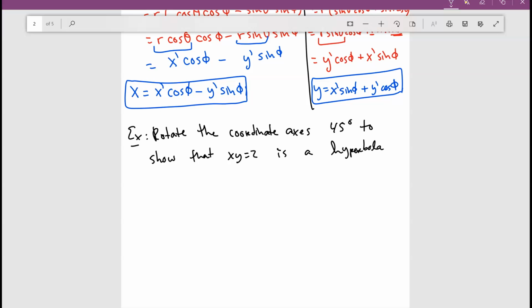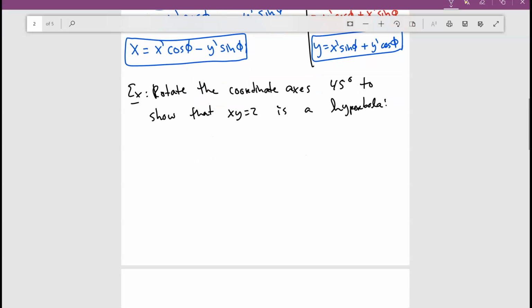So that's what we're going to do. The first thing that we know, and we'll get to the y is at 45 degrees, so we'll get to that. The first thing that we're going to use is these equations. So we know that x is equal to x prime cosine phi minus y prime sine phi. And we know that y equals x prime sine phi plus y prime cosine phi.